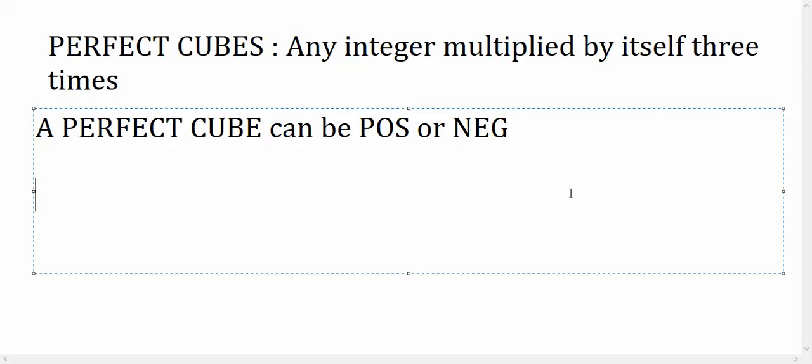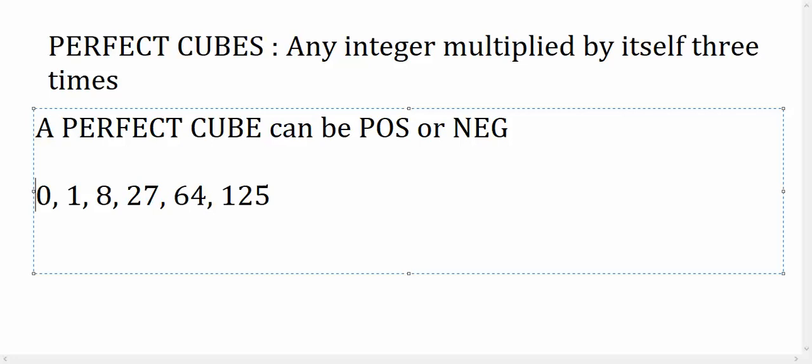So let's think about this for a second. 0 is a perfect cube. 0 times 0 times 0 equals 0. 1 is also a perfect cube, because 1 times 1 times 1 equals 1. 8 is a perfect cube. That's 2 times 2 times 2. Right? 27, that's 3 times 3 times 3. 64 is also a perfect cube. That's 4 times 4 times 4, and 125 is also a perfect cube. That's 5 times 5 times 5. And I think that's a good list for us already.